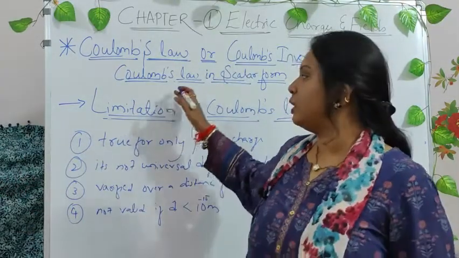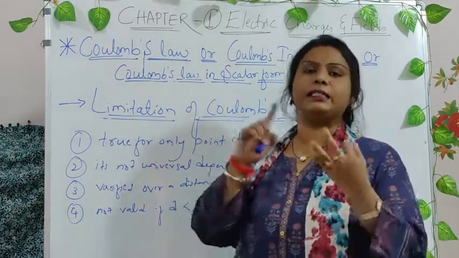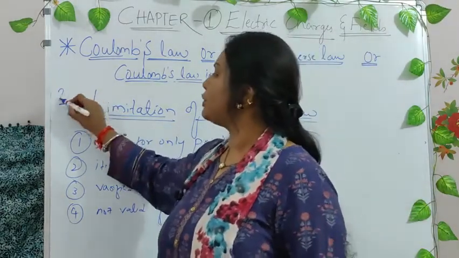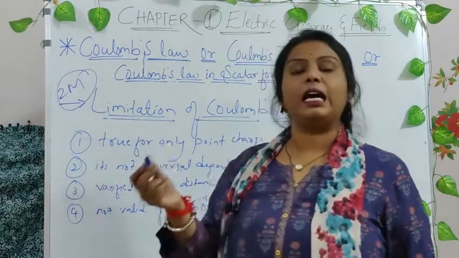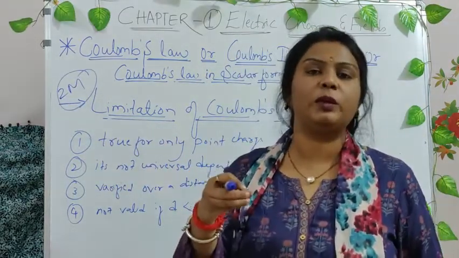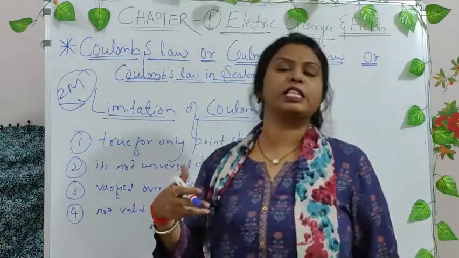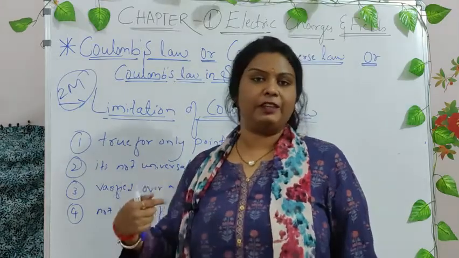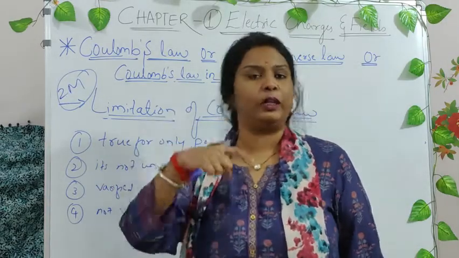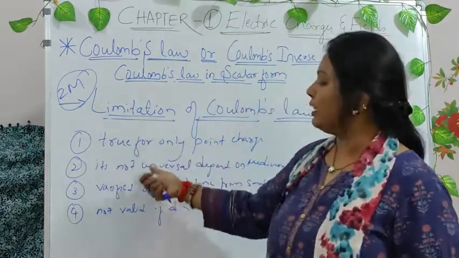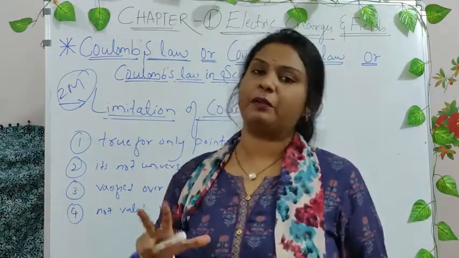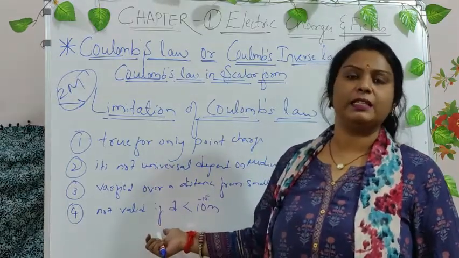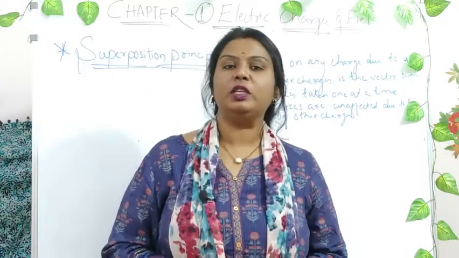This particular question can be asked for either 3 marks or 5 marks. If they ask only the limitations, then it can be asked for 2 marks. If they ask to state and explain Coulomb's law along with the limitations, then it can be asked for 5 marks. The entire explanation I gave previously for Coulomb's law, the whole derivation, along with the limitations, carries 5 marks. If they ask only the limitations, it will be 2 marks. Is this clear now?